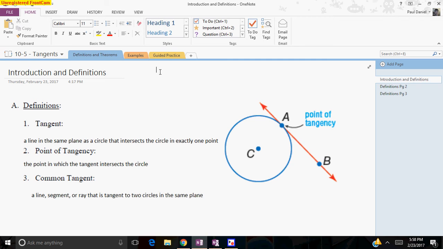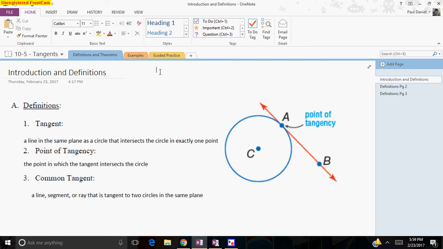Okay. All right. So next, the point of tangency. That is the point where this tangent intersects the circle. It's called a point of tangency. And next, we have that a common tangent is a line, segment, or ray that is tangent to two circles in the same plane. So that can happen a lot of different ways.